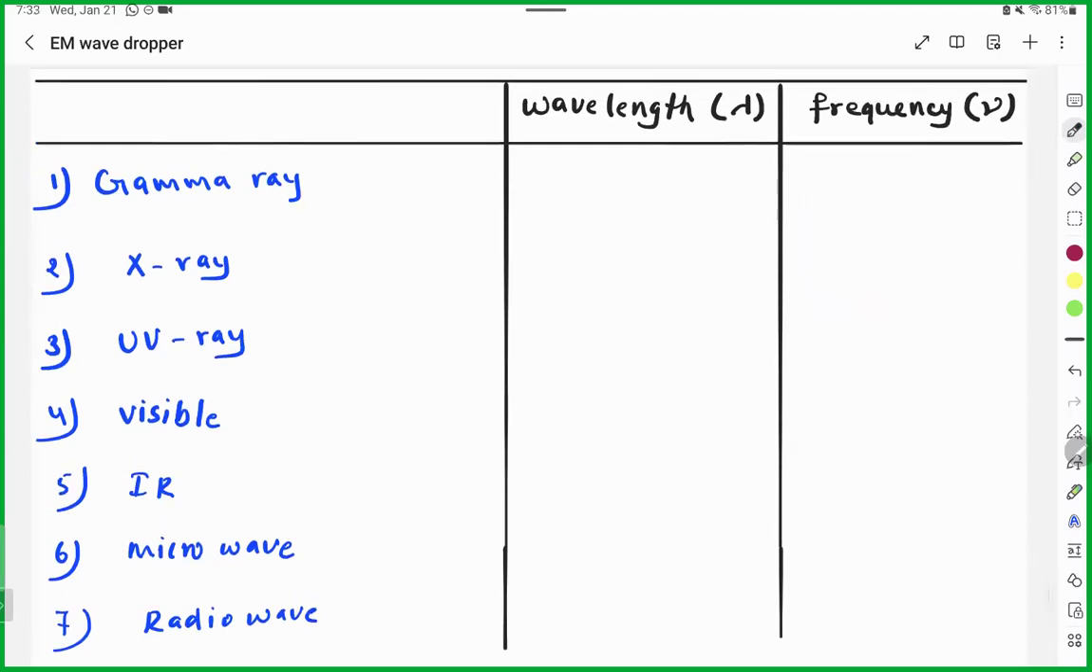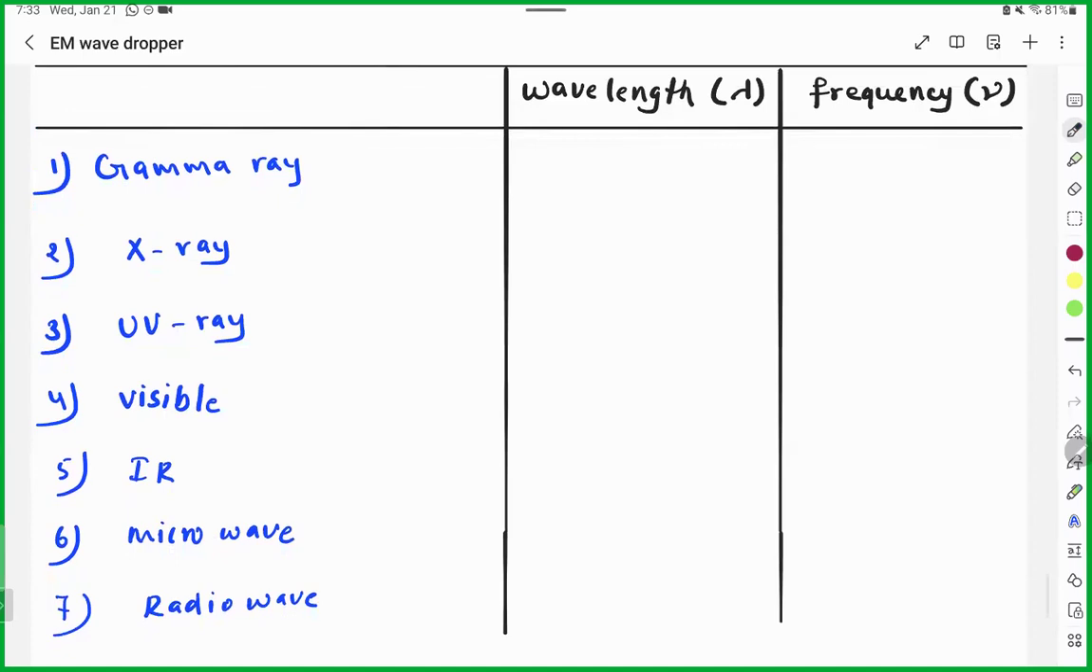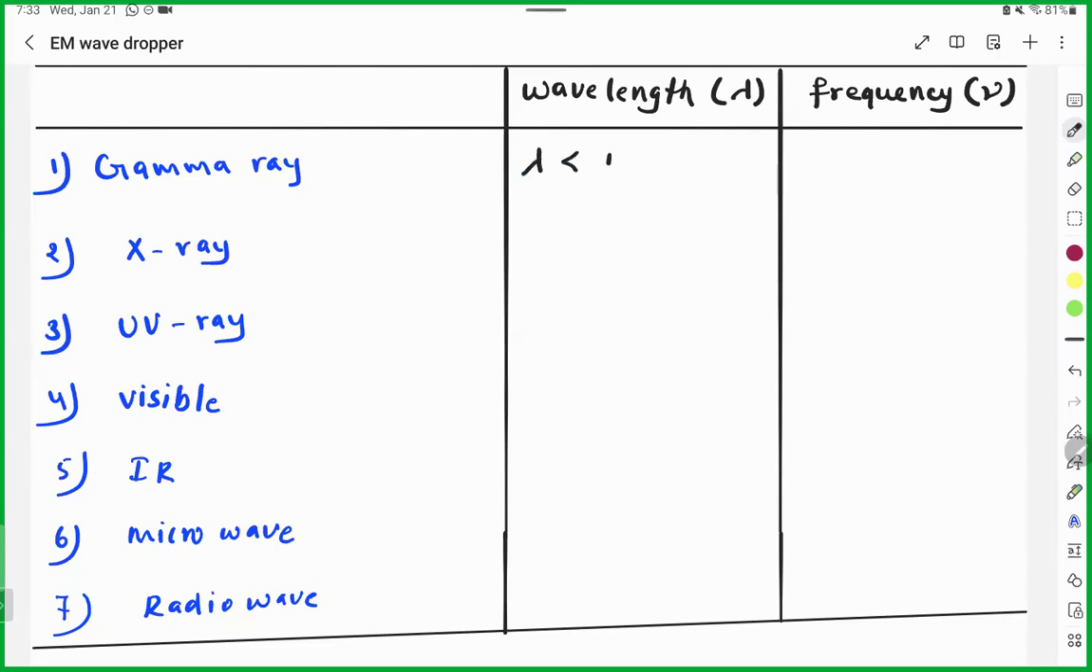Though this order is not so important, the reason I am introducing this is that in one year, I think 2016 or 17, they asked directly. The wavelength was given, and they asked which region it belongs to: gamma, X-ray, UV, like that. In gamma rays, wavelength will be minimum, less than 10 raised to power minus 12 meter, and frequency will be maximum, way too much, 10 raised to power 20 to 10 raised to power 23 range. So frequency maximum and wavelength minimum.